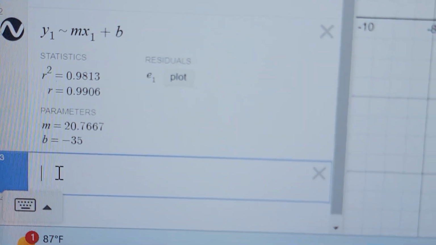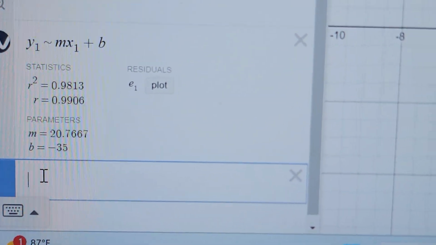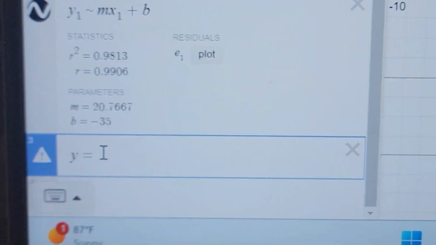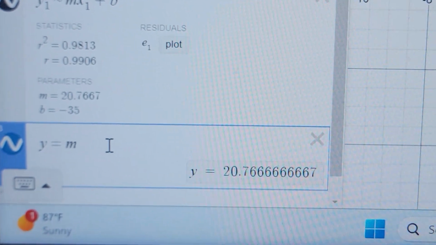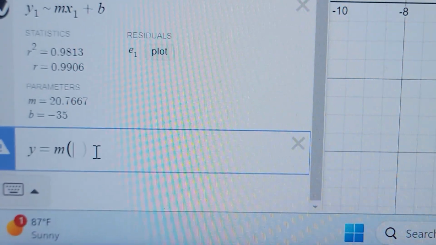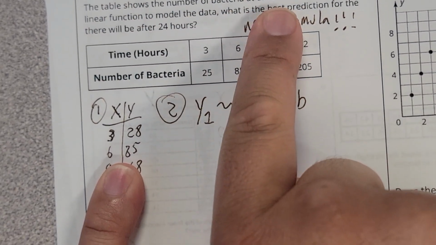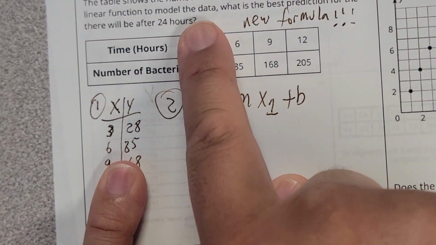Now we're going to type in a new one right here. Okay? So I want you to just put a regular y equals. So I have a regular y equals formula. You're going to type in m right here, and then you're going to put some parentheses. Okay? In the parentheses, we have to put a number the question asks for. So it says, all right, the table shows number of bacteria at different times during the linear function to model the data.